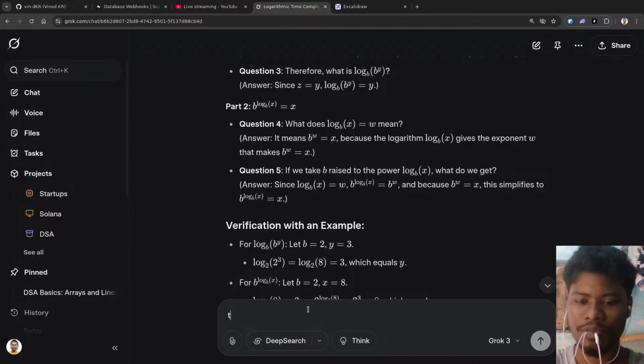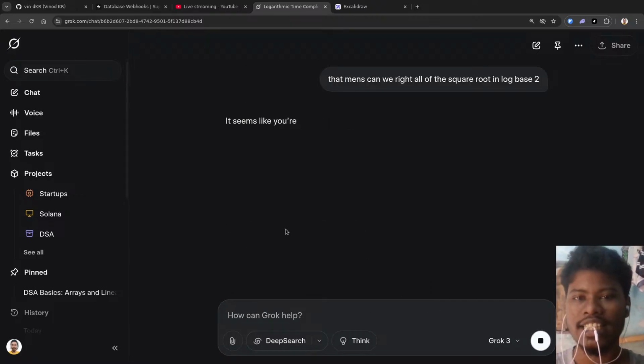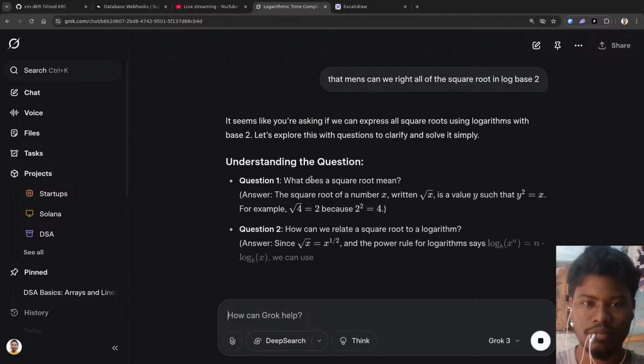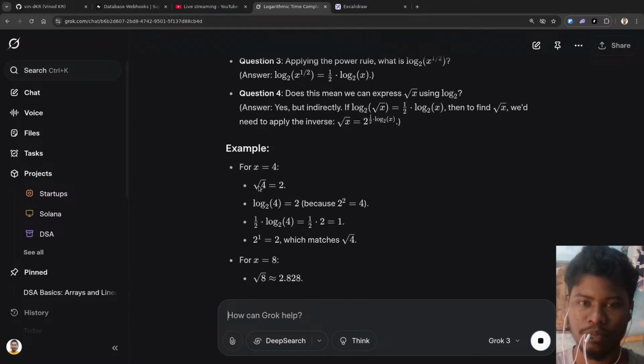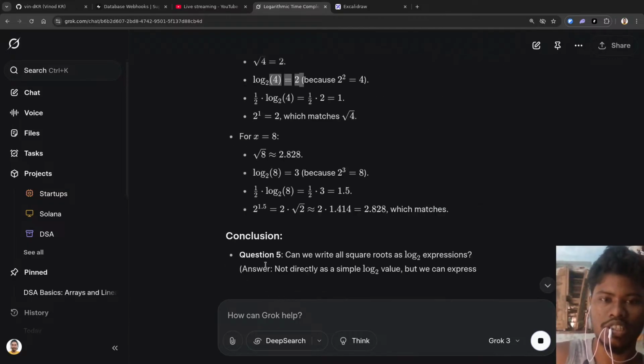Let's ask AI. Can we write all of the square roots in log base 2? And we are correct. For example, this root 4 is log 4, because 2. Yes, we are correct about it.